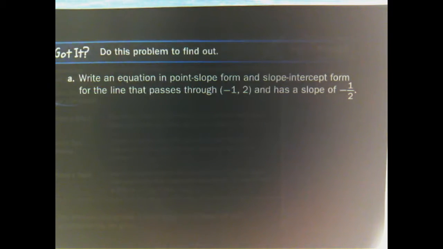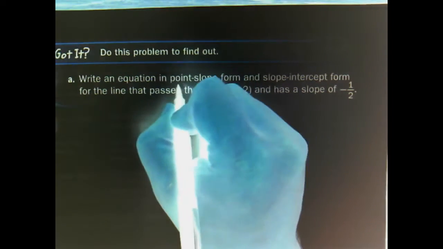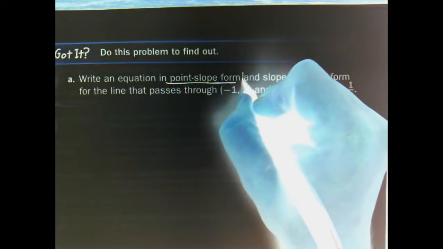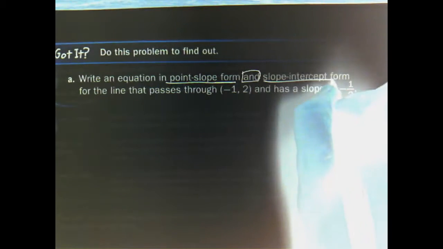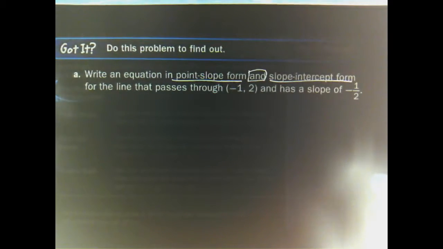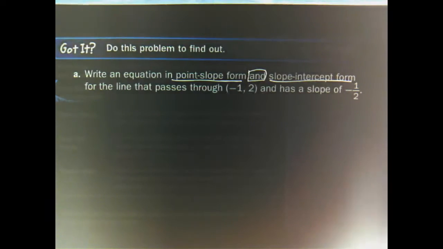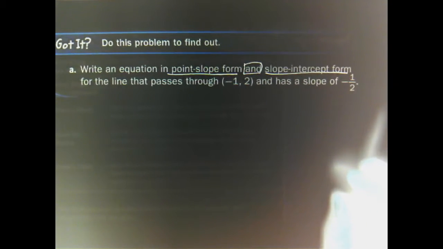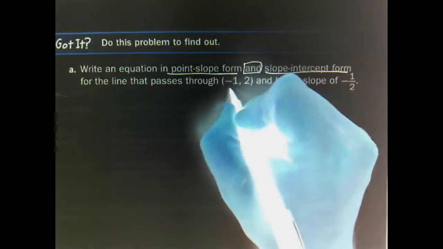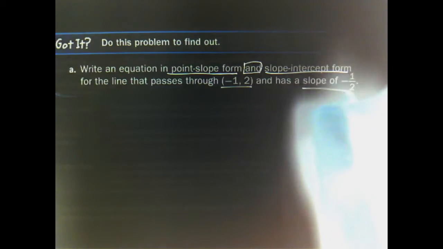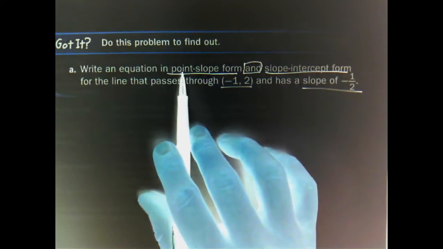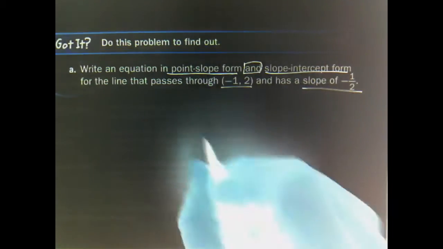So you should be back from pausing the video and trying A. Let's go through it. So it says write the equation in point-slope form and slope-intercept form, for the line that passes through -1, 2 and has a slope of -1/2. So I'm going to start with point-slope form because I'm given a point and I'm given the slope. So it only makes sense that I start with point-slope form.